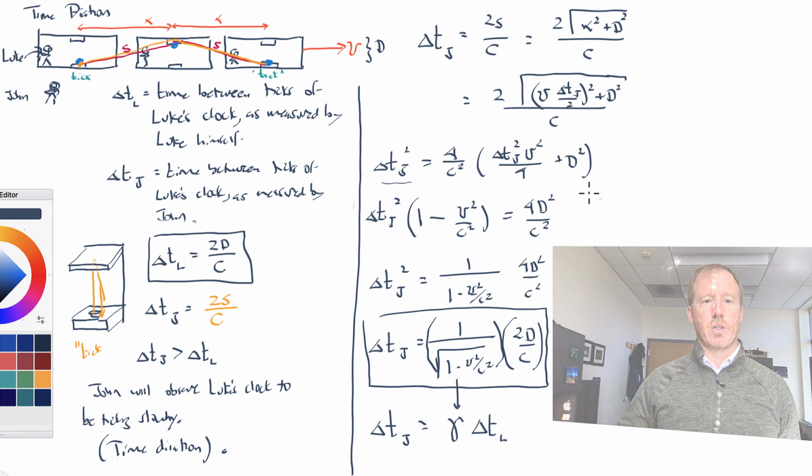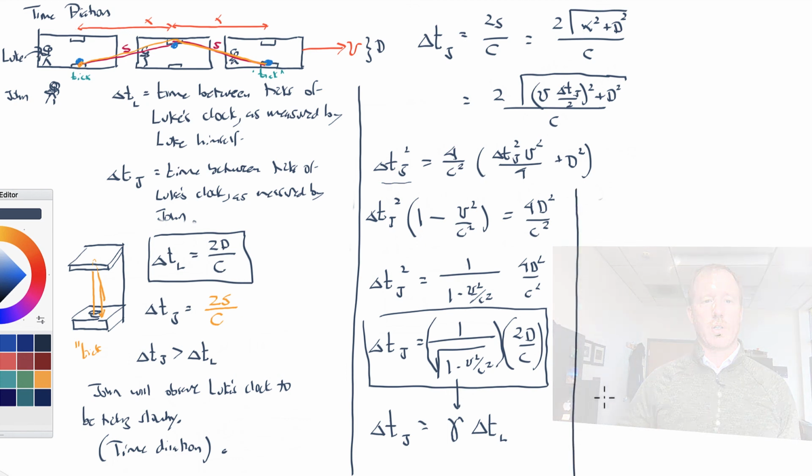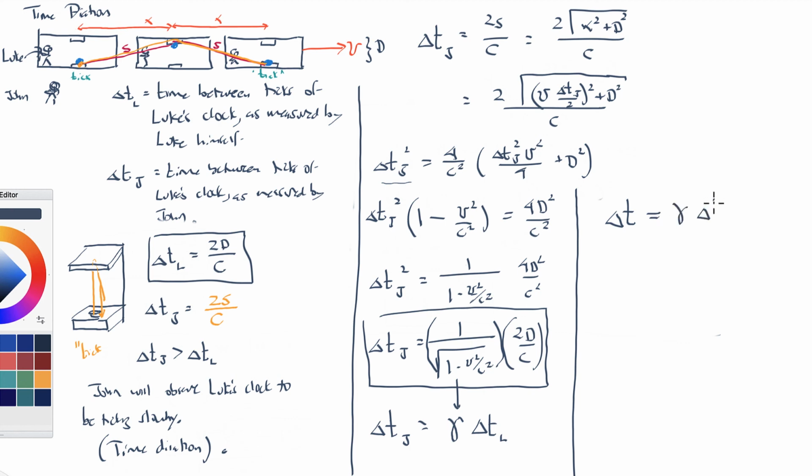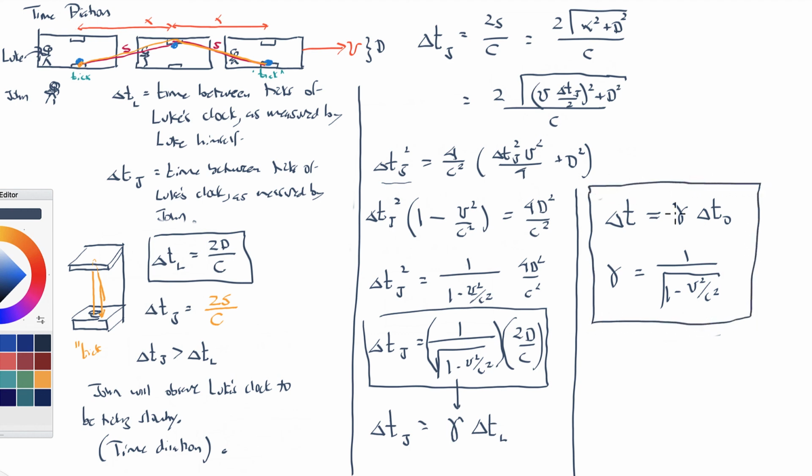Okay? Sometimes, if we don't want to use Luke and John specifically, we can write this formula in a little more general form as delta t, the time between ticks as measured by someone like John, who's watching the clock rush by, is equal to gamma times delta t naught, where gamma is equal to 1 over the square root of 1 minus v squared over c squared. These are important formulas, and in my next lecture I'll come back and talk a little bit more about this.